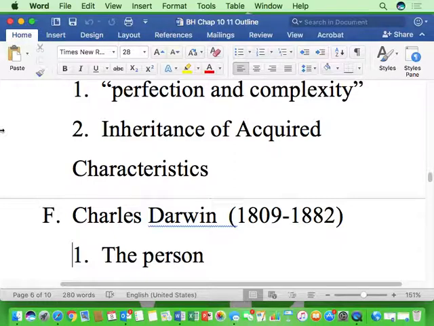All right. So it's during this time on the Beagle that he makes his observations that he will tie into evolutionary theory.